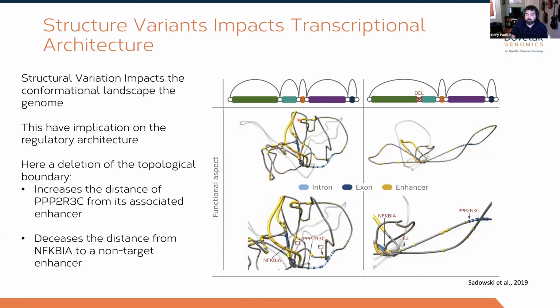So then they mapped out the introns, exons, and enhancers that are associated with this region. And what we can see here is that particularly this PP2R gene here is now very much removed from the enhancers, whereas in the normal cell type, it's right next door to this enhancer region.